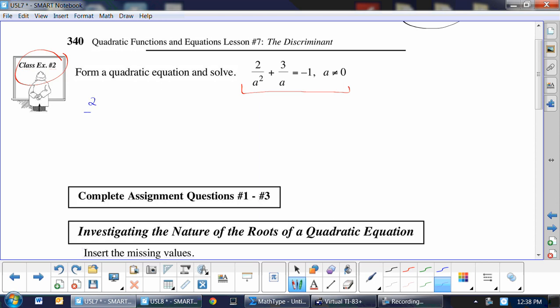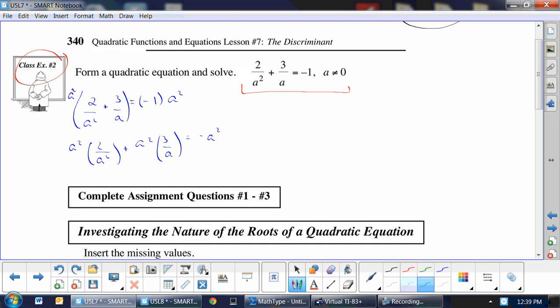So to deal with it, we just go like this. And you multiply everything by a squared. Like this. And so that will give you a squared times 2 over a squared plus a squared times 3 over a is equal to negative a squared. And so we can see that, oh, this cancels out really nicely. And we know that a squared is equal to a times a. So one of those a's cancels out. And so this will give us 2 plus 3a is equal to negative a squared.